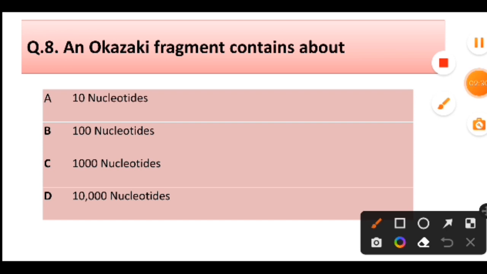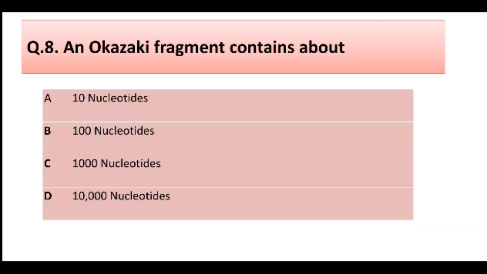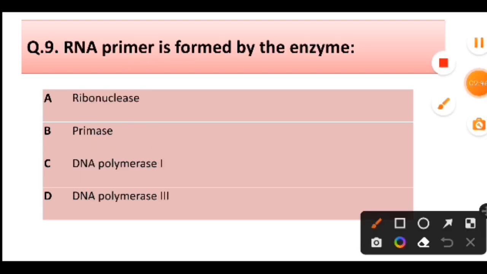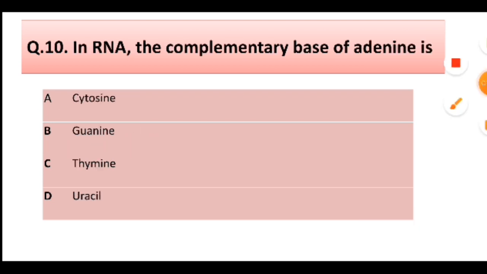Question number 8. An Okazaki fragment contains about 10 nucleotides, 100 nucleotides, 1000 nucleotides, 10,000 nucleotides. Correct answer is option C, 1000 nucleotides. Question number 9. RNA primer is formed by the enzyme ribonuclease, primase, DNA polymerase 1, DNA polymerase 3. Correct answer is option B, primase. RNA primer is formed by the enzyme primase.